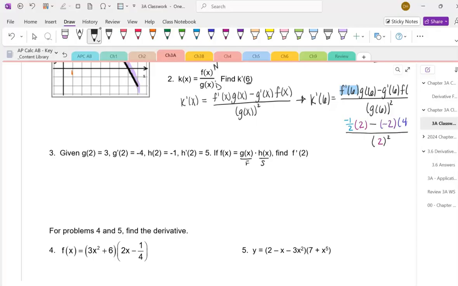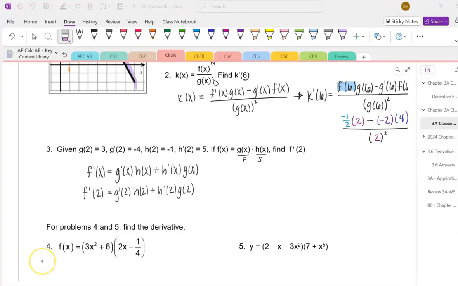This is multiplication, which means that in order to take a derivative, we're going to use the product rule. So we're going to take the derivative of the first times the second plus the derivative of the second times the first. Then you get to evaluate f prime of 2. So we've got g prime of 2.